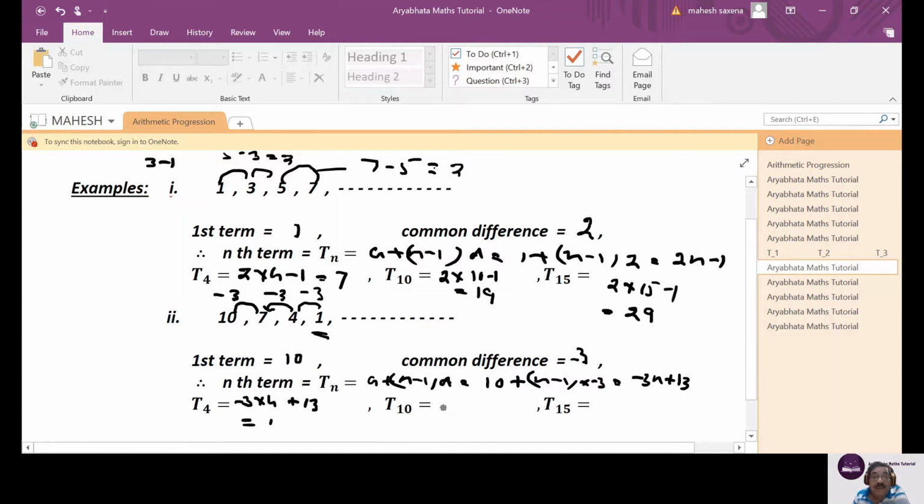The 10th term will be minus 3 into 10 plus 13, that is minus 30 plus 13, that is minus 17. The 15th term will be minus 3 into 15 plus 13, that is minus 45 plus 13, that is minus 32.